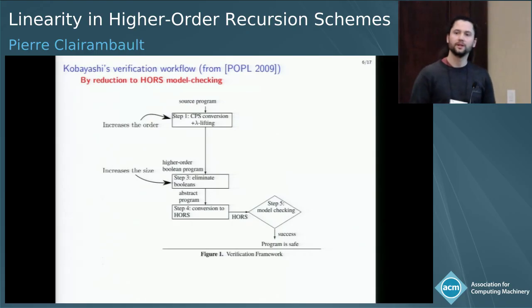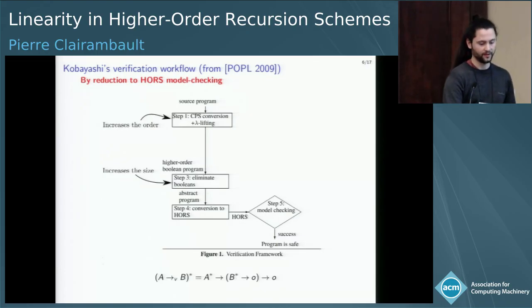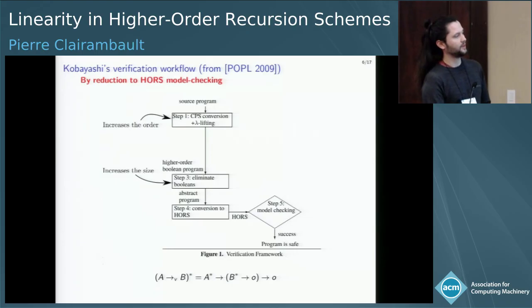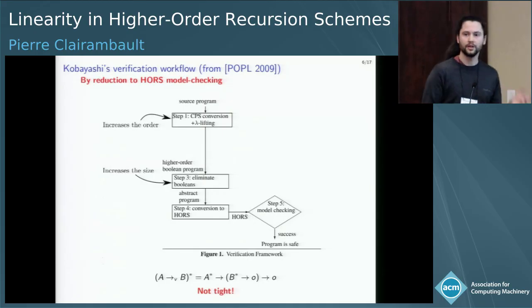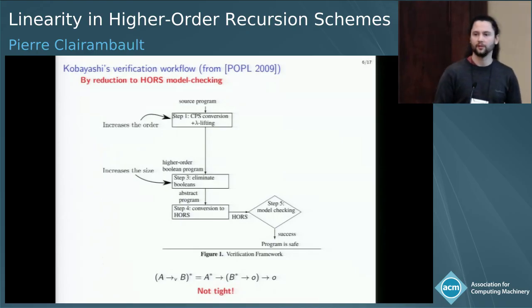But there is another problem, which is that when you start with a call by value program and you transform it, you use a CPS translation, continuation passing style, and the continuation passing style transformation from call by value to call by name looks like this. And you see that there is a nesting of arrows on the left-hand side, and so this increases the order. And since the complexity is phrased in terms of the order, this means that these translations are not going to be tight, and you're not going to be able to have a very fine understanding of the complexity of your original verification problem by reduction to the model checking problem of higher order recursion schemes.